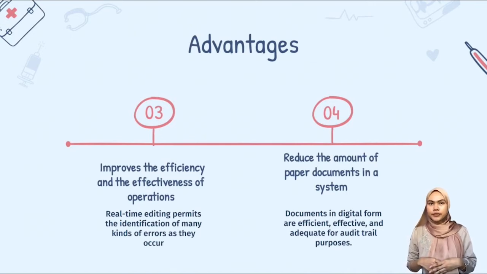Real-time processing reduces the amount of paper documents in a system. Hard copy documents are expensive to produce and clutter the system. The permanent storage of these documents can become a financial and operational burden. Documents in digital form are efficient, effective, and adequate for audit trail purposes.